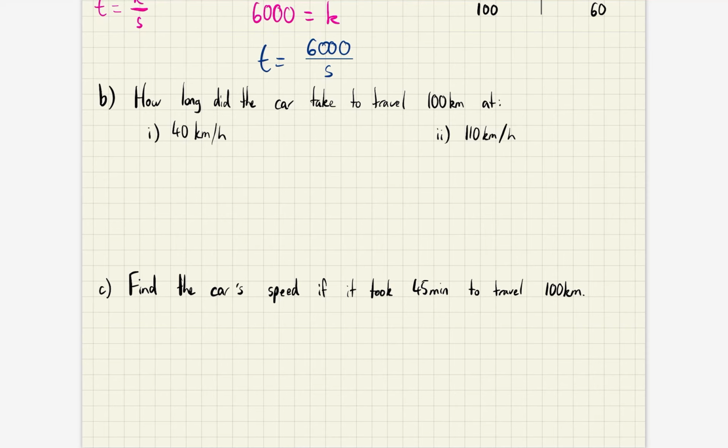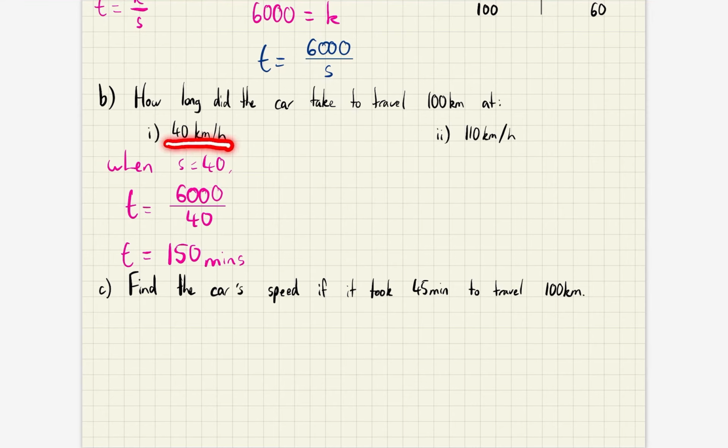So part B says, how long did the car take to travel 100 kilometers? And then we've got 40 kilometers an hour and 110 kilometers an hour. So we're just going to apply the formula that we've got right here. Time is equal to 6,000 over speed. So I'll just say when s is 40, t, which is time, is equal to 6,000 divided by 40. So the amount of time, in minutes, remember, 6,000 divided by 40 is 150 minutes.